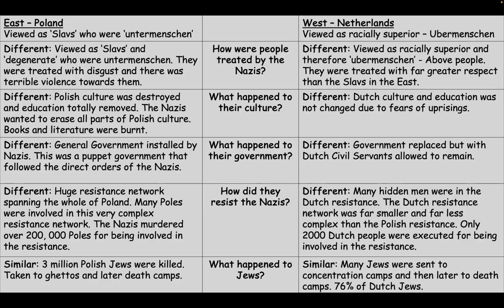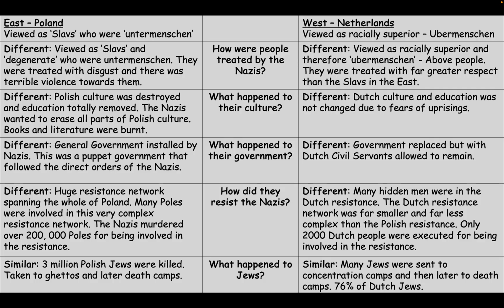So how were people treated by the Nazis? Well, in the Netherlands, they were viewed as Übermenschen, and they were treated with far more respect than the Poles were treated. People in Poland were treated horrendously. They were viewed as Slavs and degenerates. They were treated with disgust, and there was terrible violence towards them.